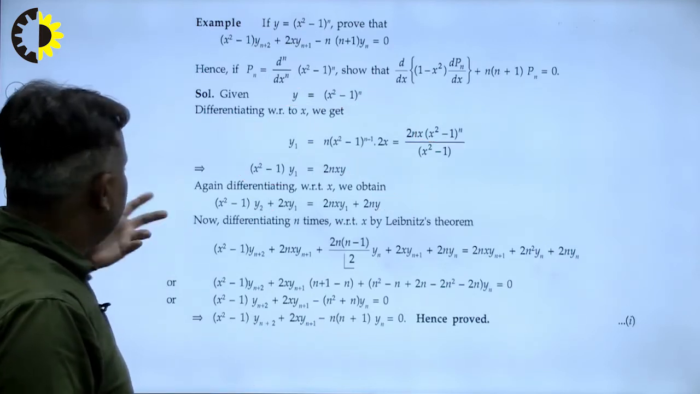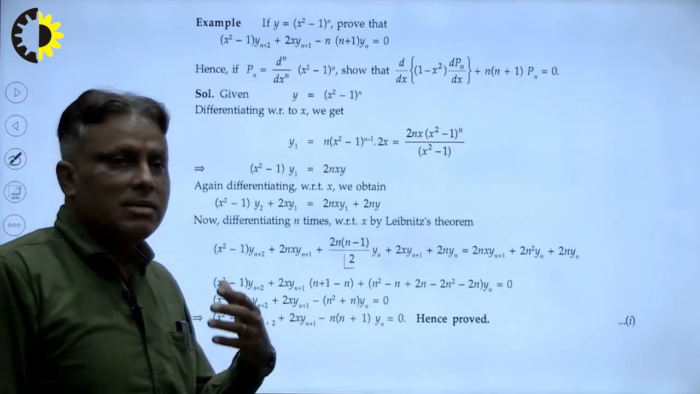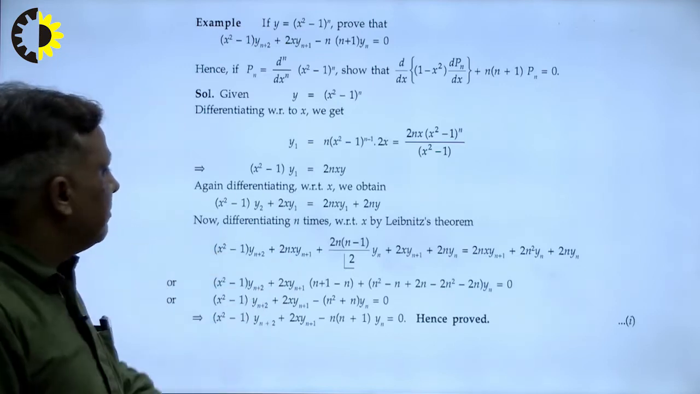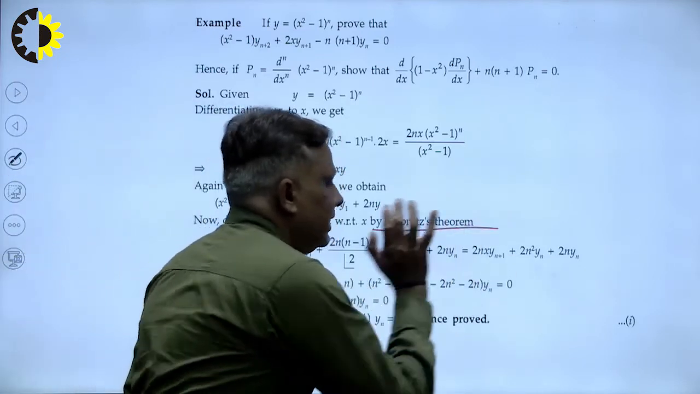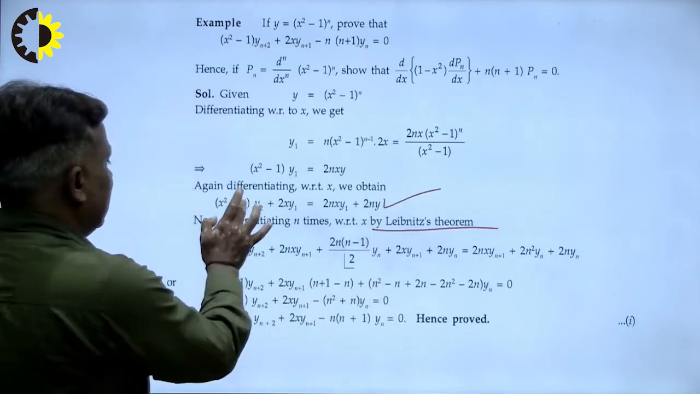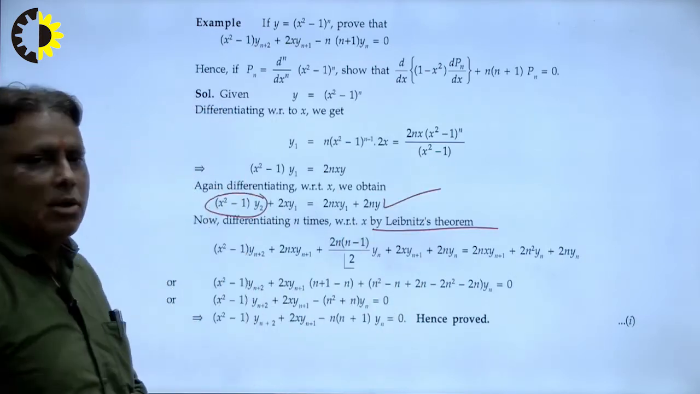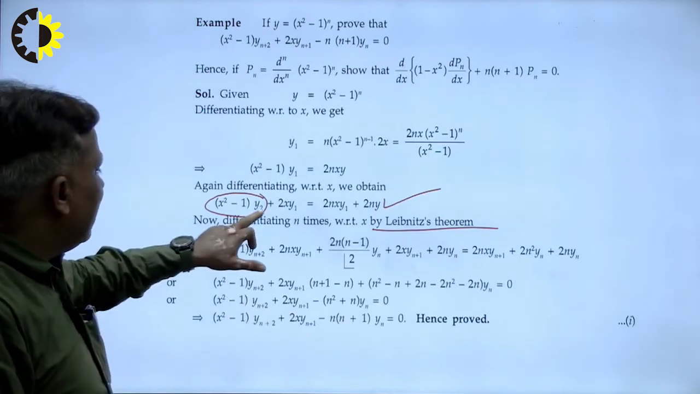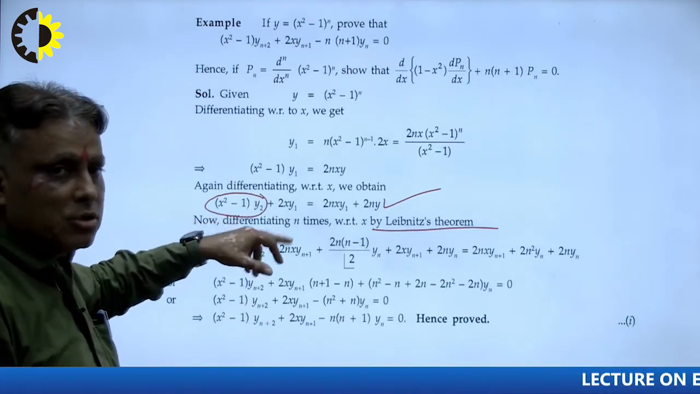Now what is the aim? Now what is the motive? Now differentiate n times by using Leibniz theorem here. I apply Leibniz theorem in these terms. So first of all I write the Leibniz theorem directly without any calculation. If I apply Leibniz theorem to y2 n times, what will be the result?